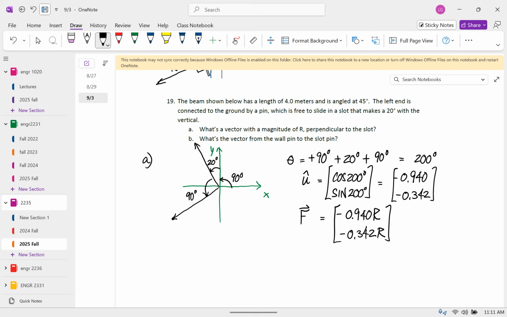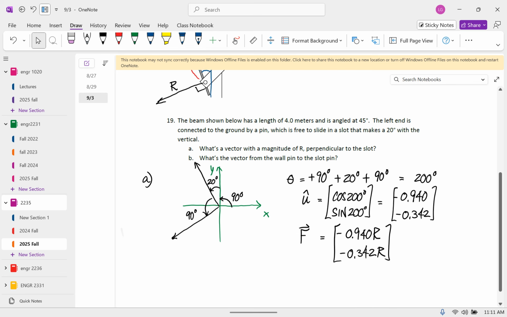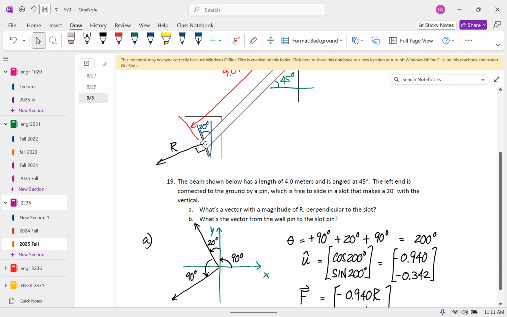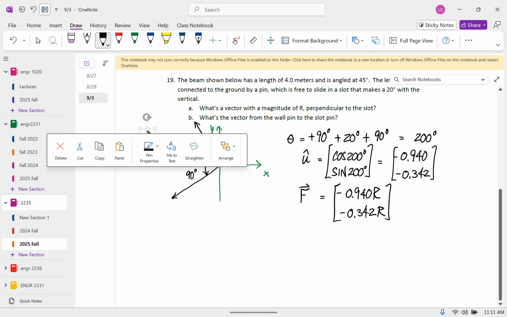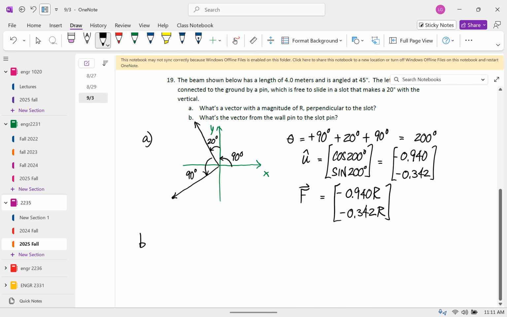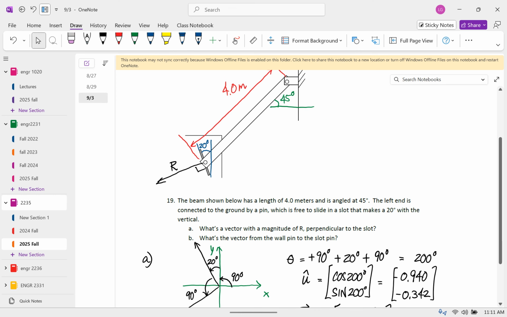Yep. And for B, because it's 45 degrees, we just do the 45 angle triangle. We get 2 root 2 and 2 root 2. Well, the one thing you have to think about is negative. Are we right? Exactly, because it's downwards. So we want the vector that goes from the wall pin to the slot pin. So we're looking for this vector.